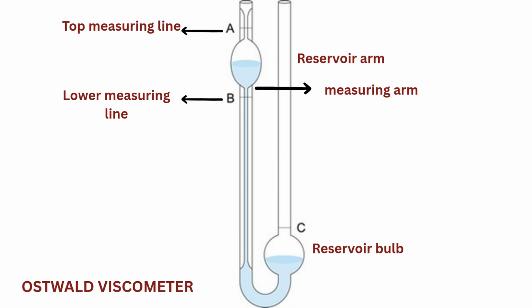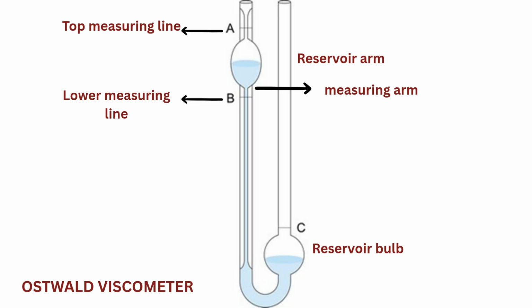So this is an Oswald viscometer. Kindly make sure to familiarize yourselves with this equipment. For the part labeled A, that is the top measuring line. The part labeled B is the low measuring line. Labeled C is the reservoir bulb, and above that is the reservoir arm. The measuring arm is in between the top measuring line and the lower measuring line.